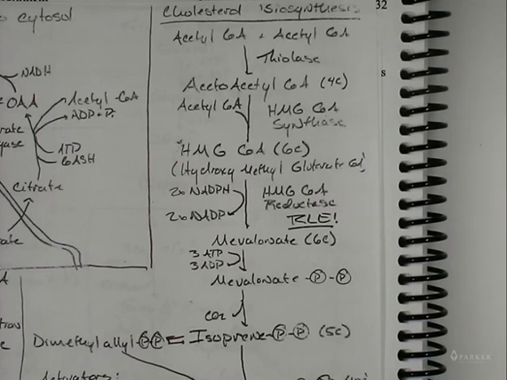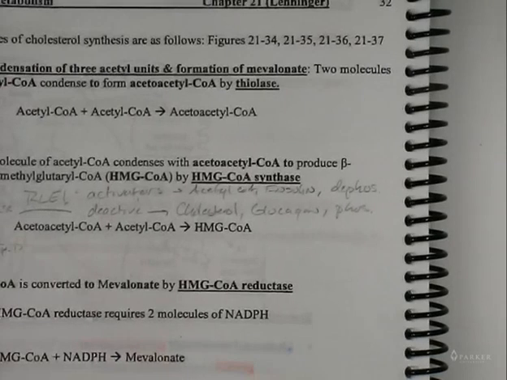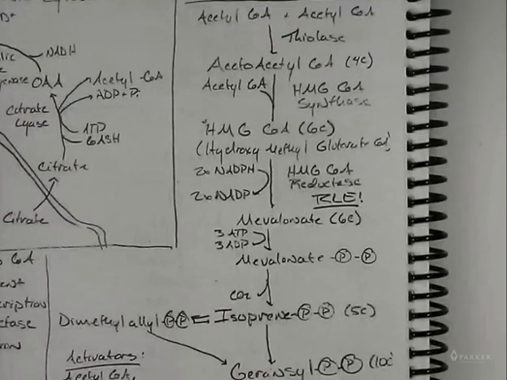HMG-CoA synthase is a synthase that makes HMG-CoA. It's a synthase because it doesn't use ATP. If it used ATP, it would be a synthetase. So HMG-CoA synthase makes HMG-CoA by adding a third acetyl-CoA. So we take two acetyl-CoAs, thiolase makes them acetoacetyl-CoA. We take another acetyl-CoA, HMG-CoA synthase makes it HMG-CoA, which stands for something horrible: hydroxymethylglutaryl-CoA. Don't need to know it. HMG-CoA. Oh, it's right there.